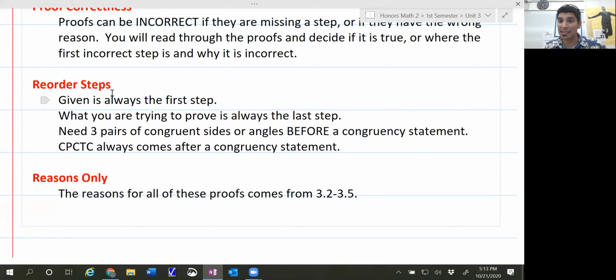So what are my hints for you? First, given's always the first step. Make sure it's at the top. What you're trying to prove is always the last step. Make sure it's at the bottom. You need 3 pairs of congruent sides or angles before a congruency statement.